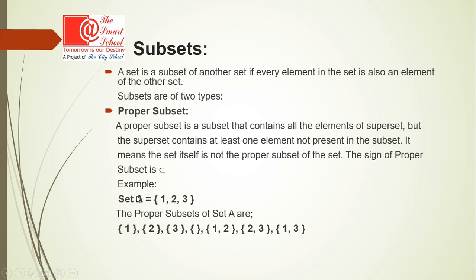For example, set A is equal to {1, 2, 3}, which is superset. The proper subsets of set A are: set number 1 has the element 1 in it, second has 2 as element in it, the next set has 3 as element in it, and the next set is empty set. Remember this thing, empty set is subset of every set. Another set has the elements 1 and 2 in it. Next set has elements 2 and 3 in it, and the last one has elements 1 and 3 in it. So this was the proper subset.